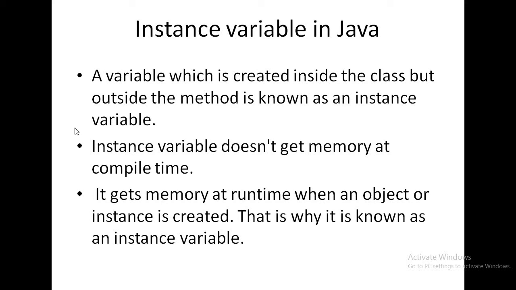An instance variable does not get any memory at compile time, but at runtime it gets some memory, because instance means it is always associated with the object, and objects are generally created at runtime. So whenever objects are created at runtime, these instance variables get some memory.